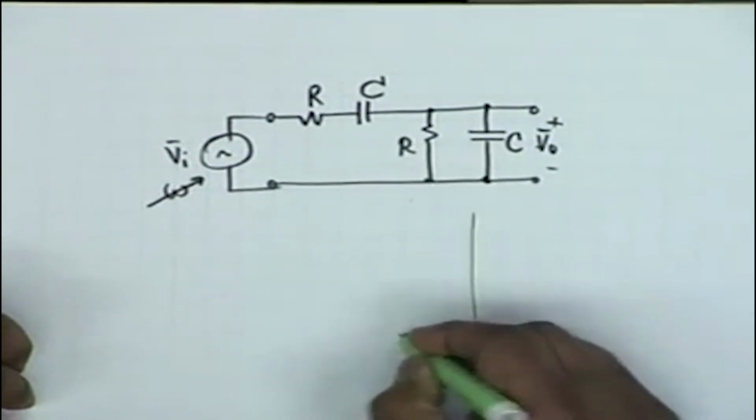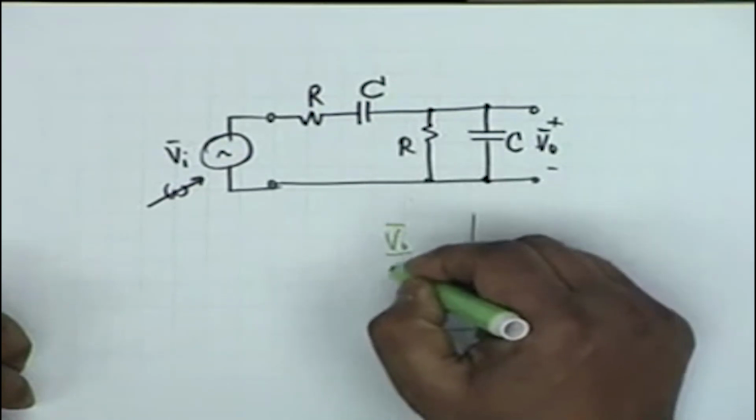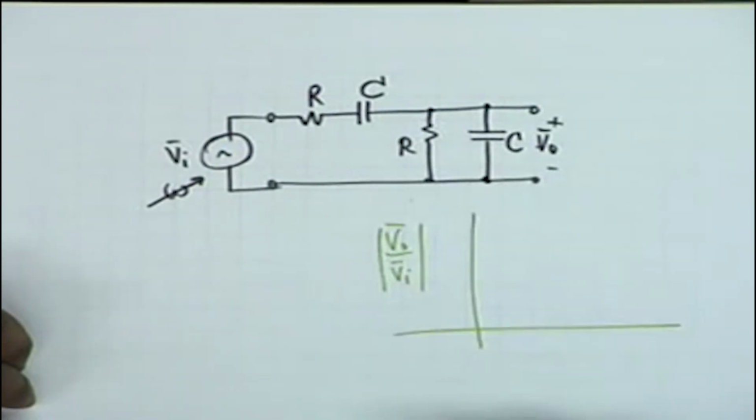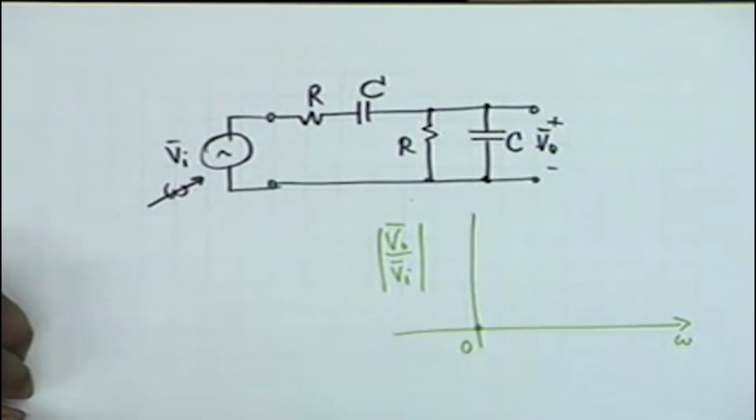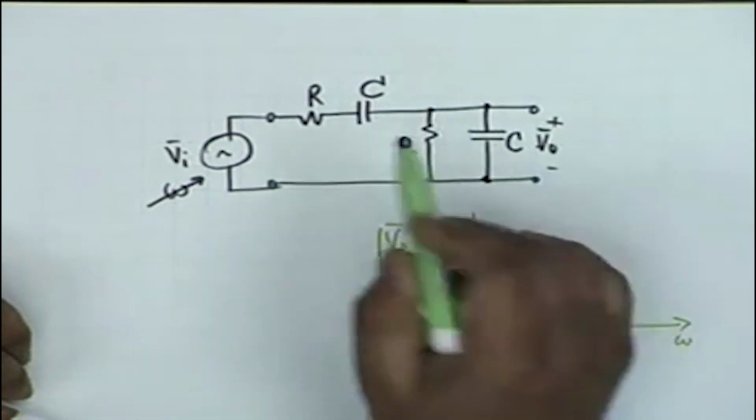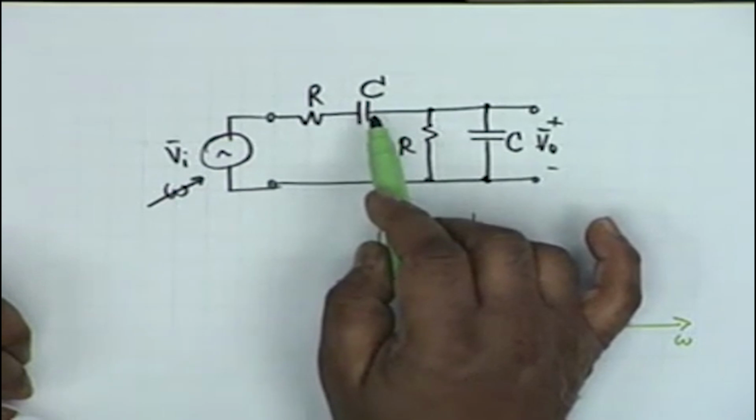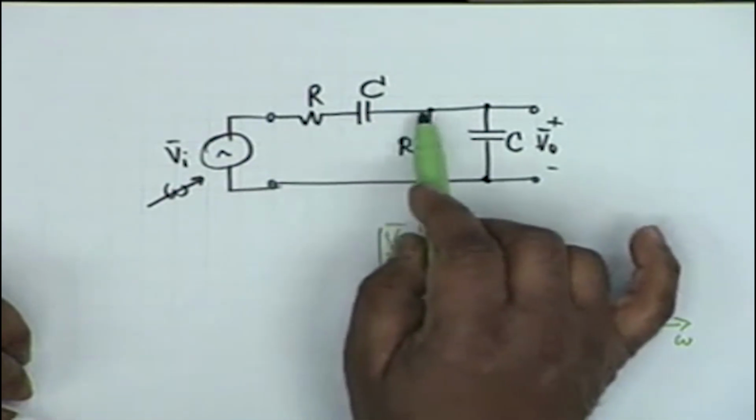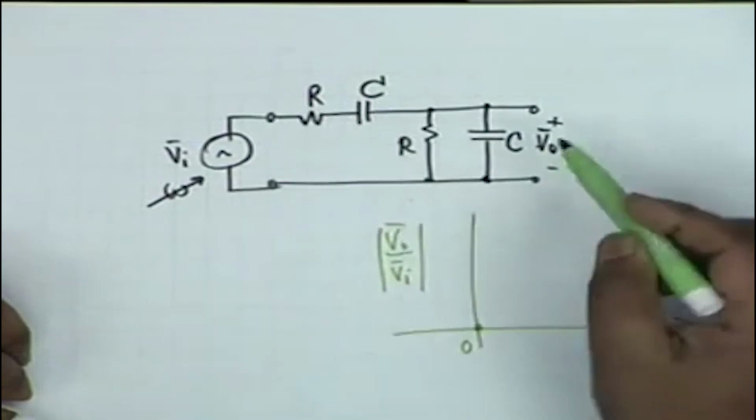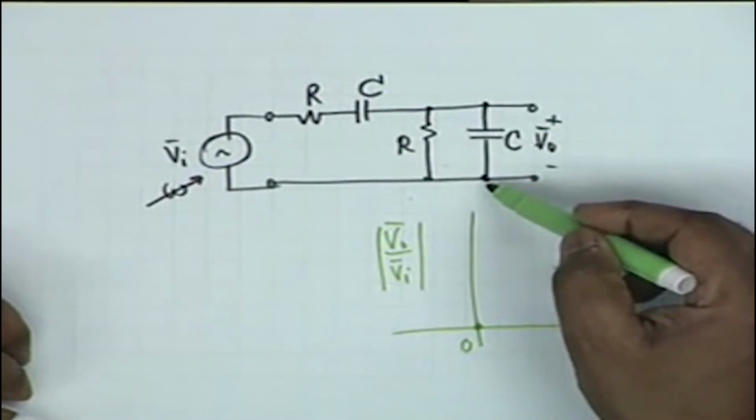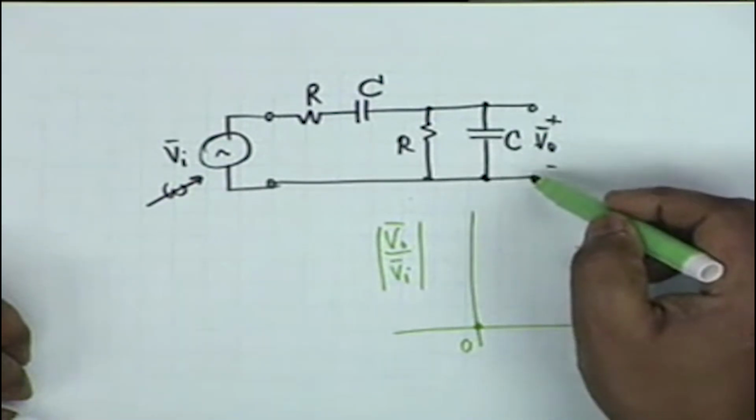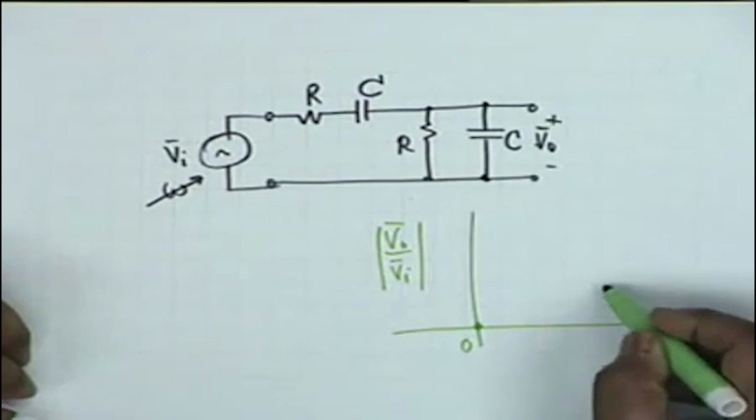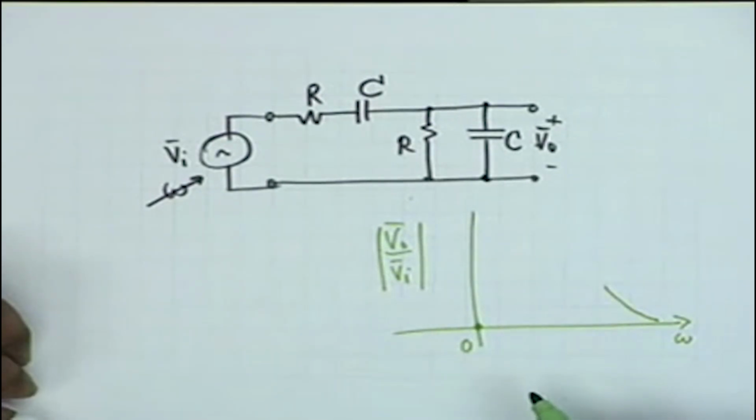Therefore the DC response, if you plot V0 by Vi, this ratio, versus frequency, starts from 0. Now let's look at the other extreme, infinite frequency. At infinite frequency this capacitor acts as a short, and therefore the series arm consists of a pure resistance R. But this capacitance also acts as a short, and therefore the shunt arm acts as a short. Nothing shall appear here, and therefore the ratio shall again be 0, and so it must come like this.